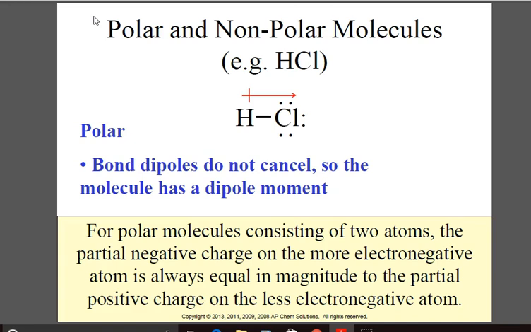If a molecule consists of only 2 atoms, which you see here, the partial negative will be on the more electronegative atom, and the partial positive on the less electronegative atom, and those two values are always equal in magnitude. Like I said before, if the chlorine is negative 0.75, then the hydrogen must be positive 0.75.